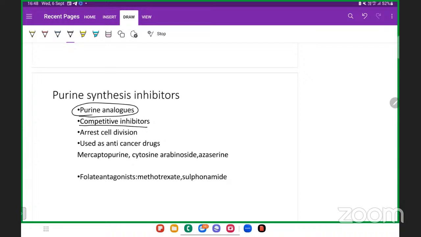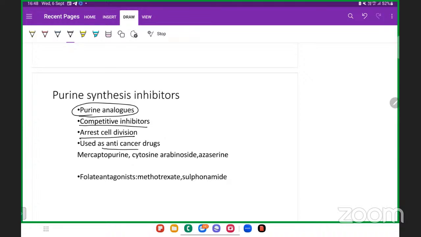Then competitive inhibitors. Sometimes what happens is that they get utilized in the place where purine should have been utilized. So automatically your body gets what it requires, and it tells itself, okay, I got what I required, so stop the production. Then you can arrest cell division directly so that purine metabolism does not occur.